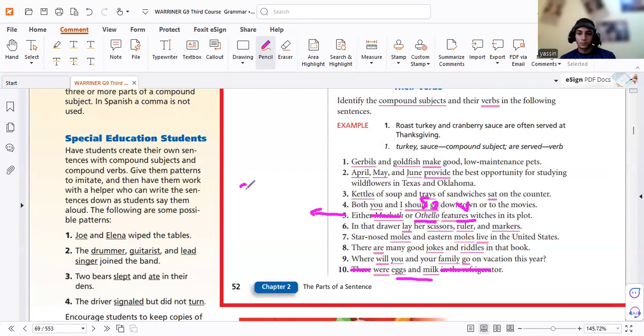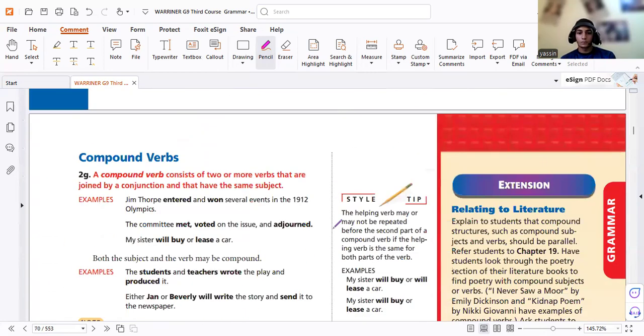As I told you, if the subject is singular, the verb must be singular. Here the verb is singular, so the subject must be singular. So it's Othello, the second subject, not the first. Later we'll study it, but now you should know that. If you want to know the subject, focus on the second. Anyway, we'll revise it.